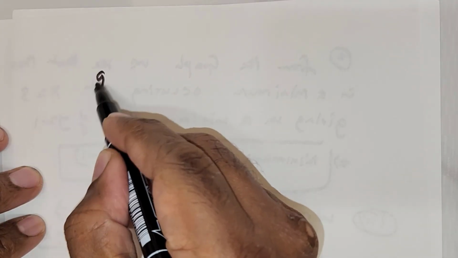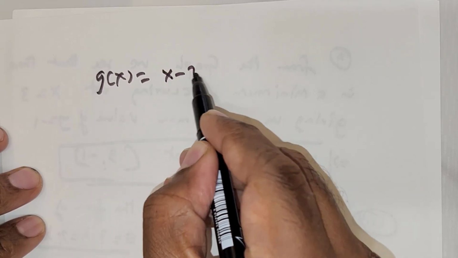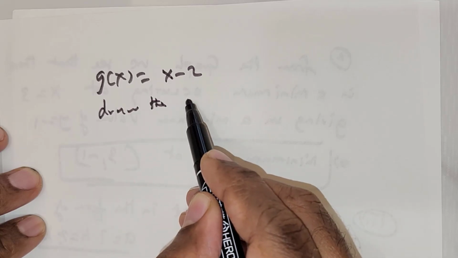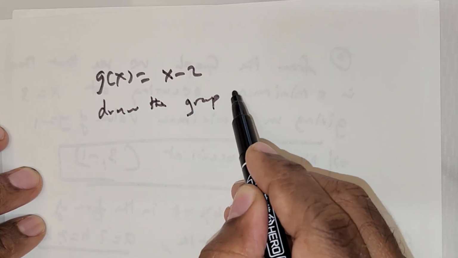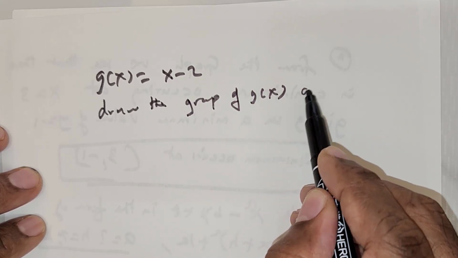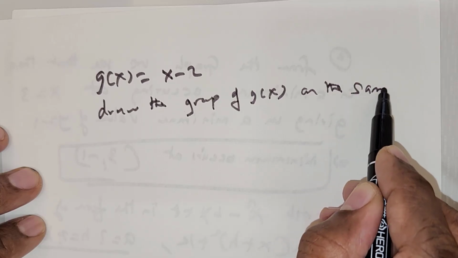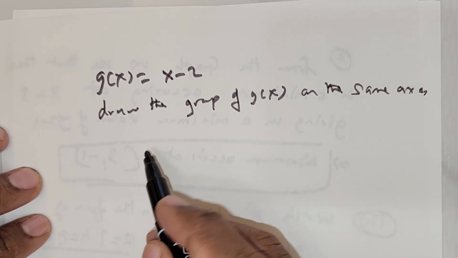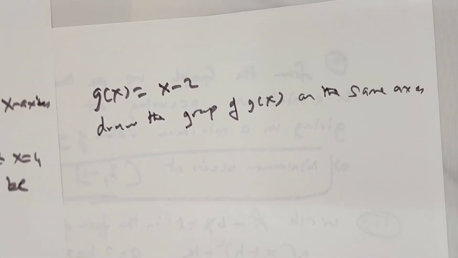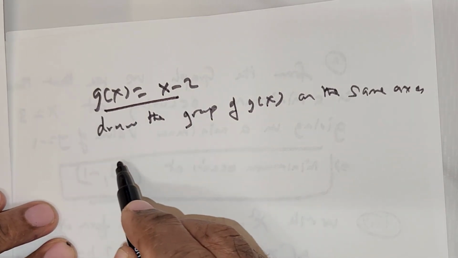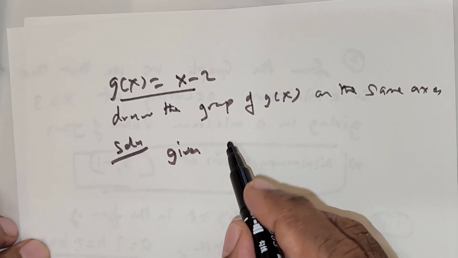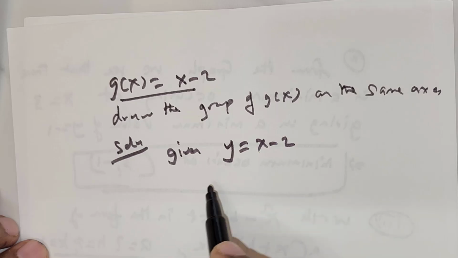Now this is the next question. We are given g of x is equal to x - 2. We are asked to draw the graph of g of x on the same axis. What does it mean? We have to utilize the same axis and we need to draw this graph. So how are we going to do that? Now this is the solution. Given g of x, I'm going to take it as y is equal to x - 2.